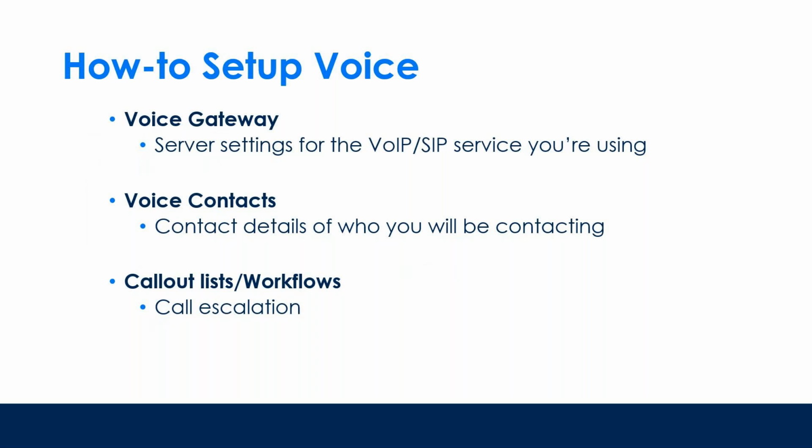So how do you set up voice? Well, there are three main components to it. There's the voice gateway. This is where in Win911 you're going to put all the server settings for what you're going to connect to, whether it's SIP, your Cisco system, or a GrandStream device. You have to put some settings into Win911 so it knows how to communicate with that. The second part is the voice contacts. This is who you're going to notify, what their schedules are, that kind of thing. And the last thing, which is not really part of the voice setup, is that if you want to contact these people, you have to put them into a call out list so it knows to call them.